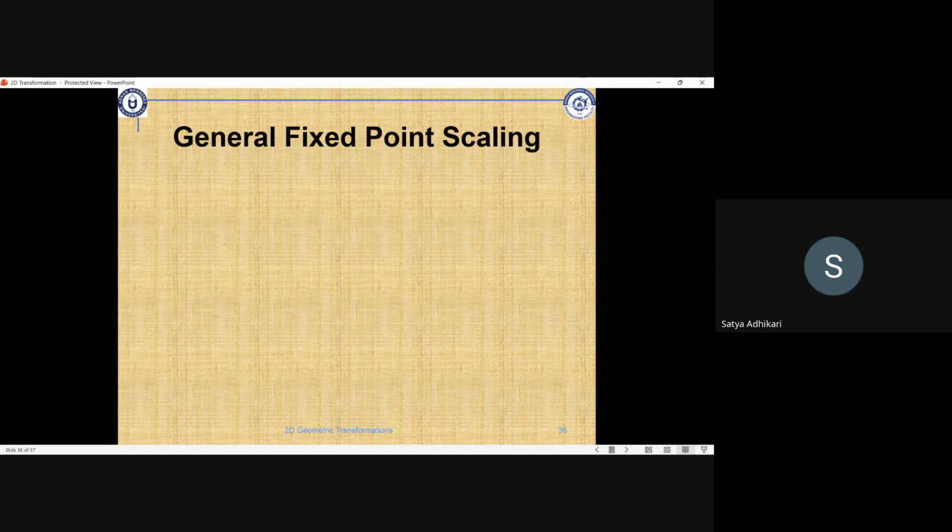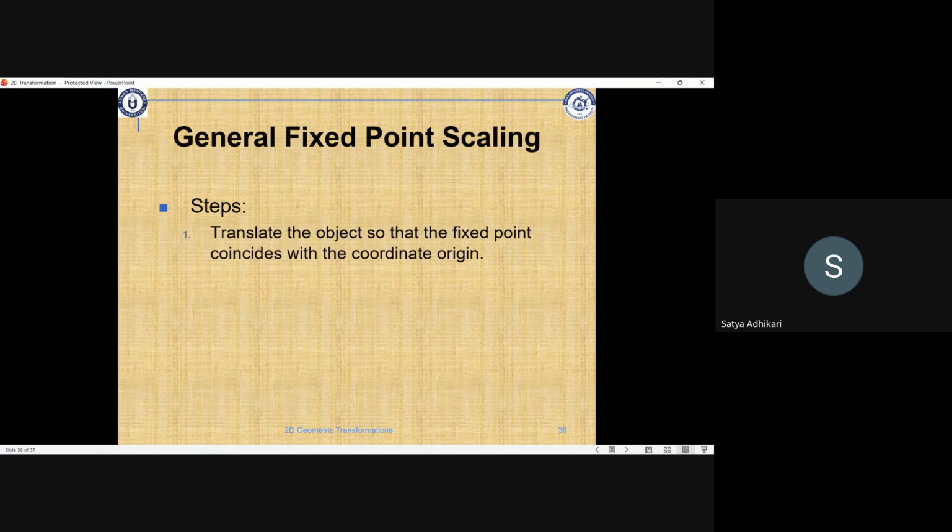Here the scaling operation will be done with respect to any fixed point, any pivot point other than the origin. The same steps. That is, you have to translate the object so that the fixed point coincides with the coordinate origin. So first we have to change the location of the fixed point or pivot point to the coordinate origin. Once it comes to the origin, it is not difficult for us to perform the scaling operation.